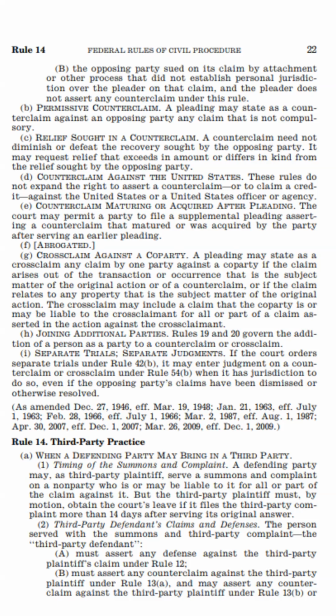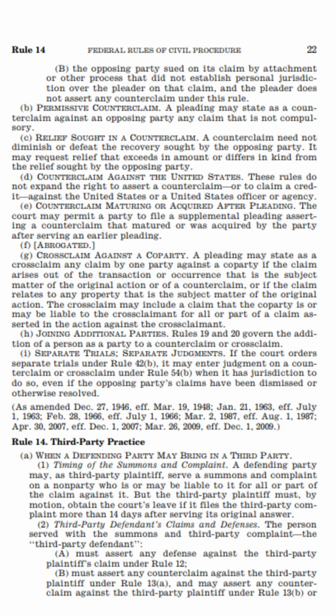F. Abrogated. G. Cross-claim against a co-party. A pleading may state as a cross-claim any claim by one party against a co-party if the claim arises out of the transaction or occurrence that is the subject matter of the original action or of a counterclaim, or if the claim relates to any property that is the subject matter of the original action. The cross-claim may include a claim that the co-party is or may be liable to the cross-claimant for all or part of a claim asserted in the action against the cross-claimant.